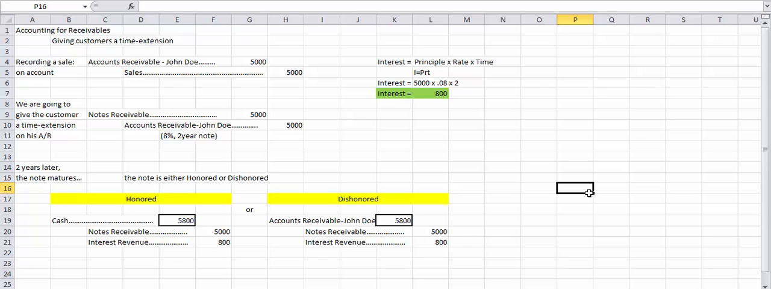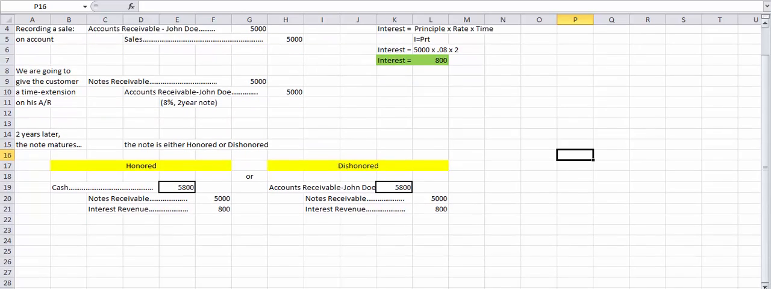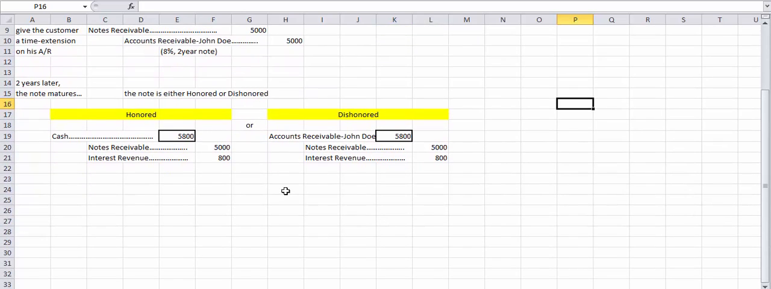Now it's possible that we could give this customer a new note, and the new note's principal would now be 5,800. It's also possible that we could give up right now on this customer and say, you know what, the heck with it. This customer is not going to pay us anymore, so let's write them off. So at the end of the last video session that I had with you, I showed you this entry. I'm going to do it again. So what if we decide to write off the customer?